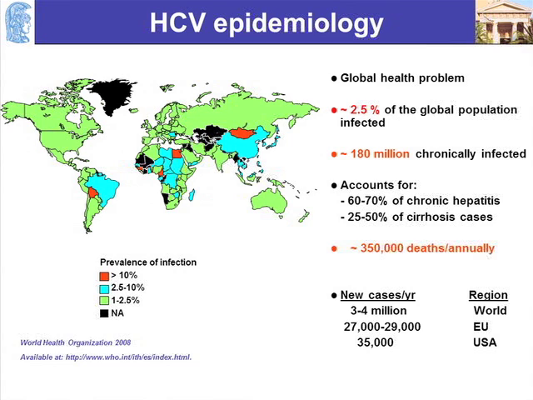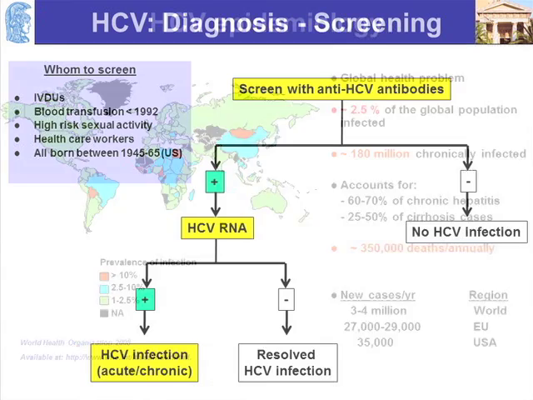As you can see, there are not too many new cases now in the US or Europe. There are about 30,000 a year, but if you look at the rest of the world, there are about 3 to 4 million new cases every year. So this is an ongoing problem.